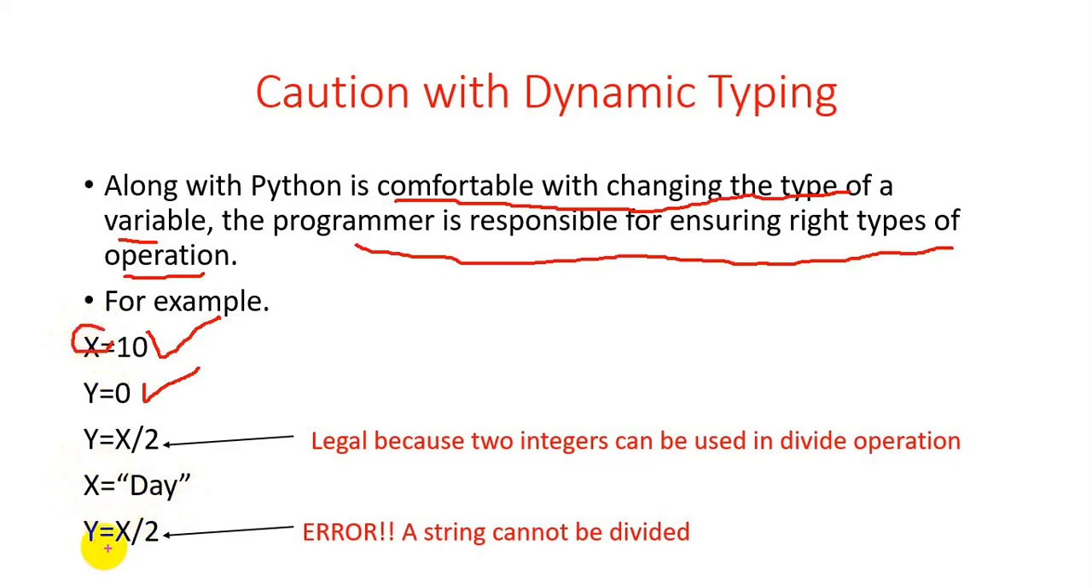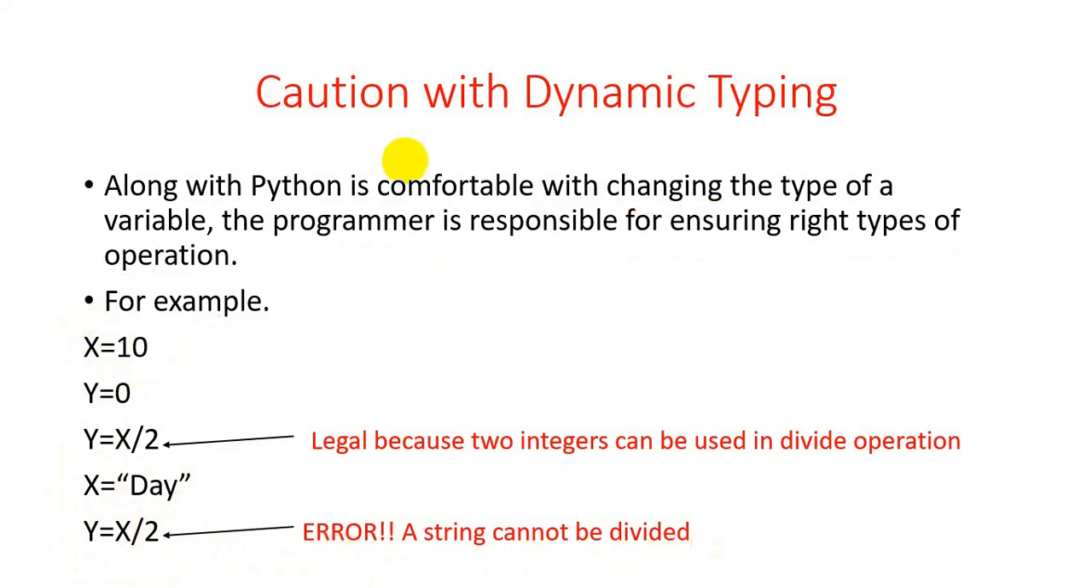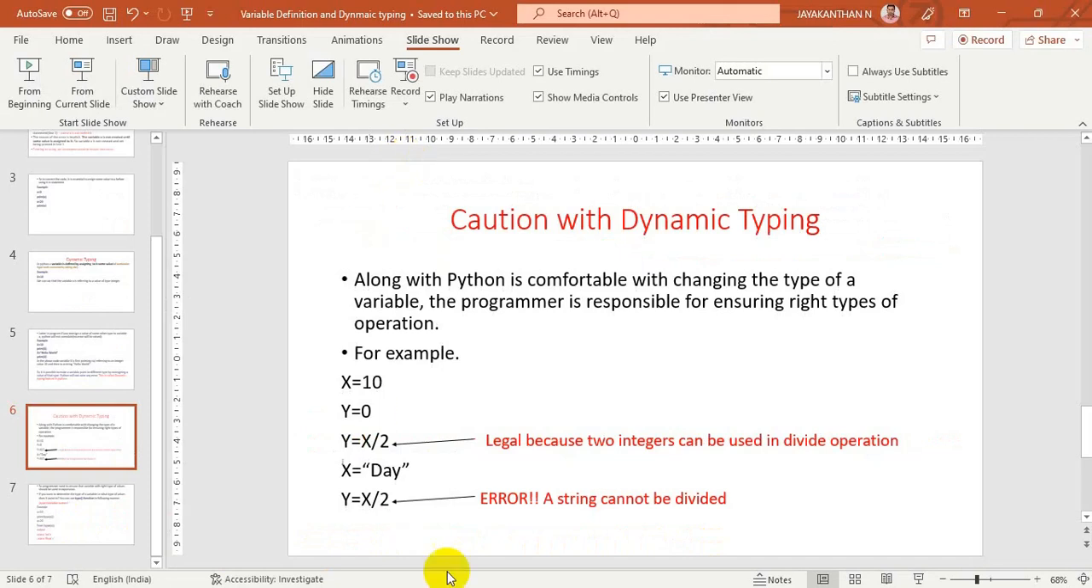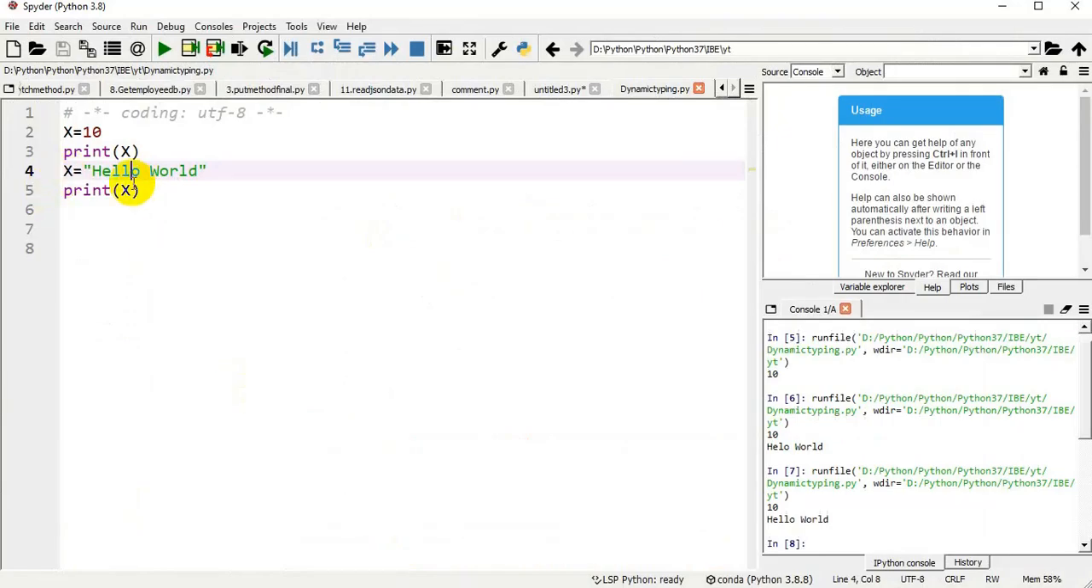integer. When I use it in the divide operation, it shows an error. Why does it show an error? Because x is a string. The string can't be divided by 2. Error, a string cannot be divided by 2. That's why it shows an error. So we as programmers should be conscious. Okay, we'll see an example.